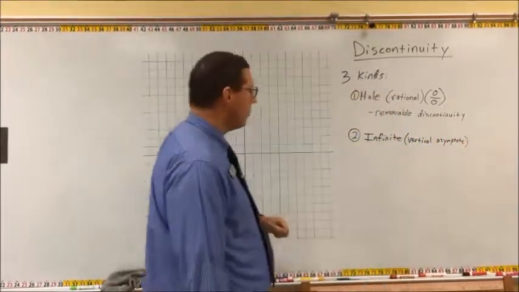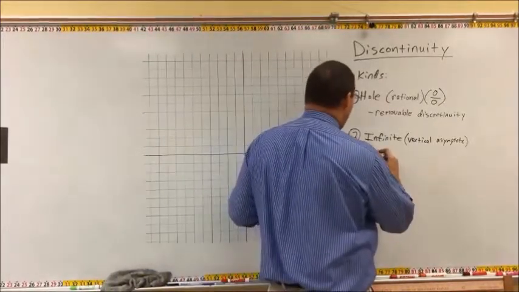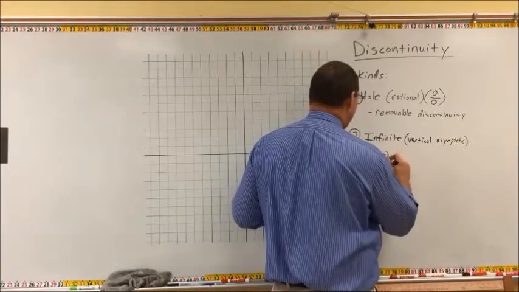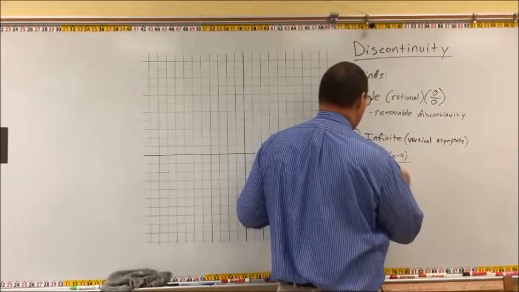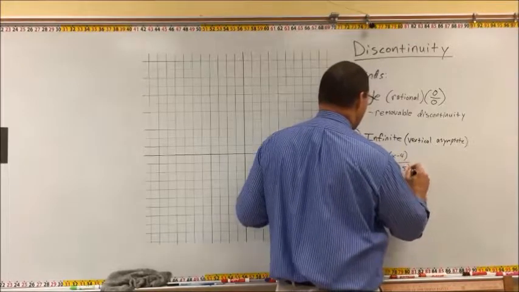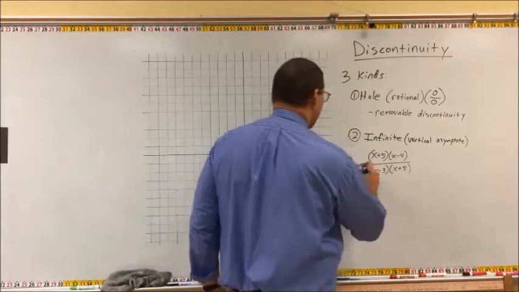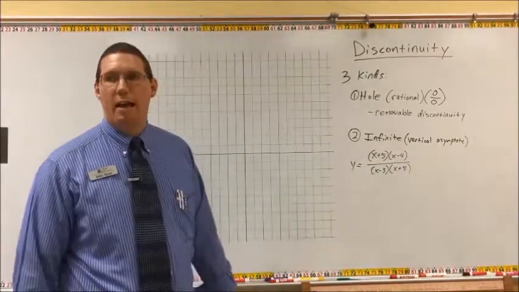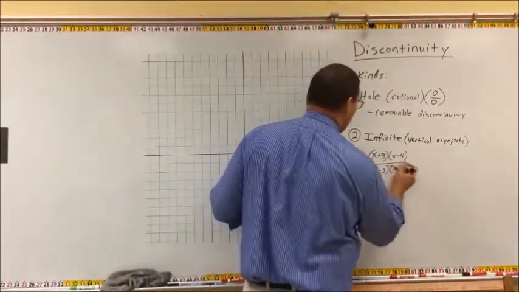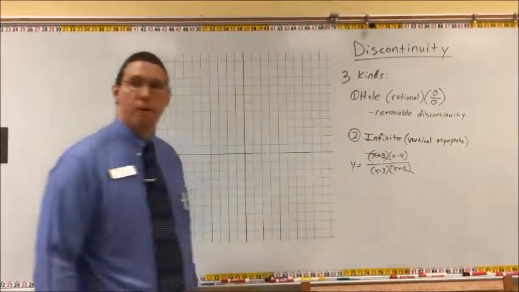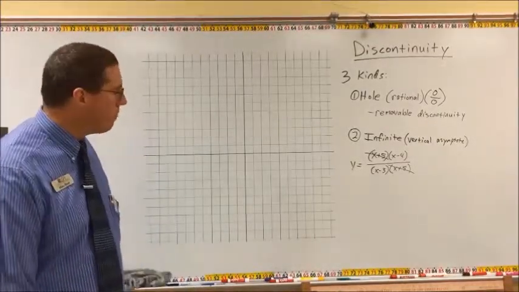Okay, so watch this. What if I have y equals (x plus 5) times (x minus 4), like I had before, over (x minus 3) times (x plus 5)? We've already said that this function has a hole at x equals negative 5. So we could cross out the x plus 5 and it would still be the same function, only we couldn't plug in negative 5.